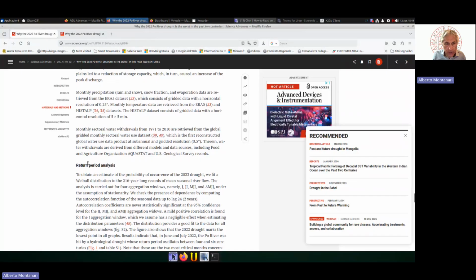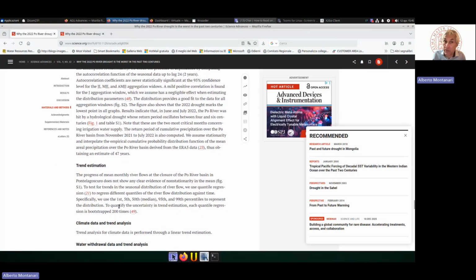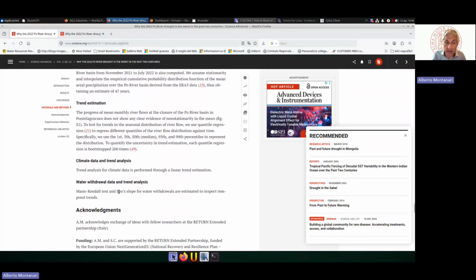More details, return period analysis. It is explained how we estimated the average time that we can expect to pass before another event with the severity of the 2022 drought occurs again. So return period analysis, trend estimation, how did we estimate the trend, and climate data and trend analysis, water withdrawal data and trend analysis. Okay, so there are these additional details to explain how we made the analysis.